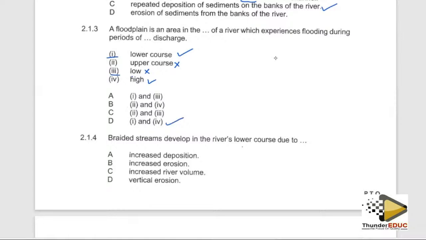Right. Then 2.1.4, braided streams develop in the river's lower course due to increased deposition, because we know when the river deposits materials in its own channel, the braids or sand islands will develop, creating braided streams.